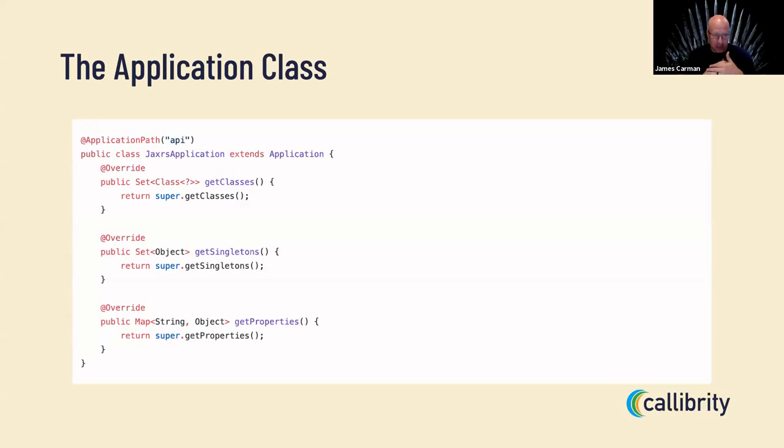The application path up top basically says everything that's in this application is going to live under the /API stuff. And if you have any paths, they are going to go off of that API base path.